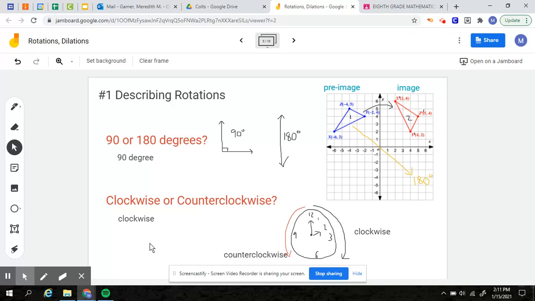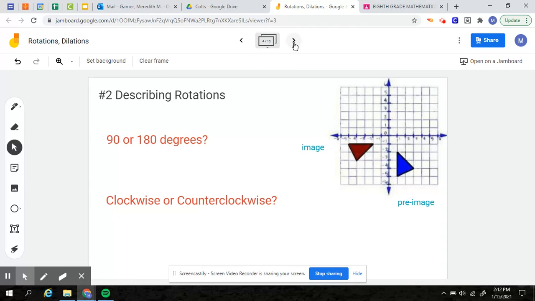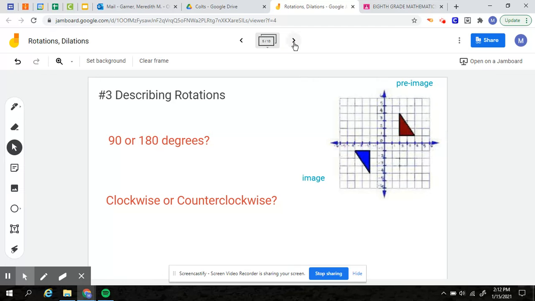So once again, when we're describing rotations, you need to say whether it's 90 or 180 degrees and whether it's clockwise or counterclockwise. I'm going to let number 2 and number 3 you guys solve on your own.